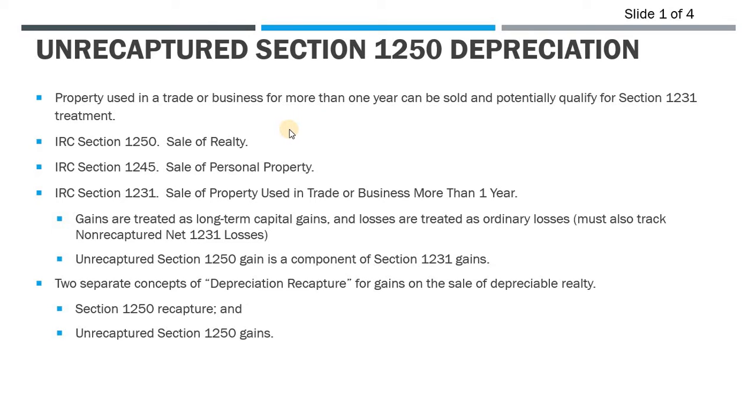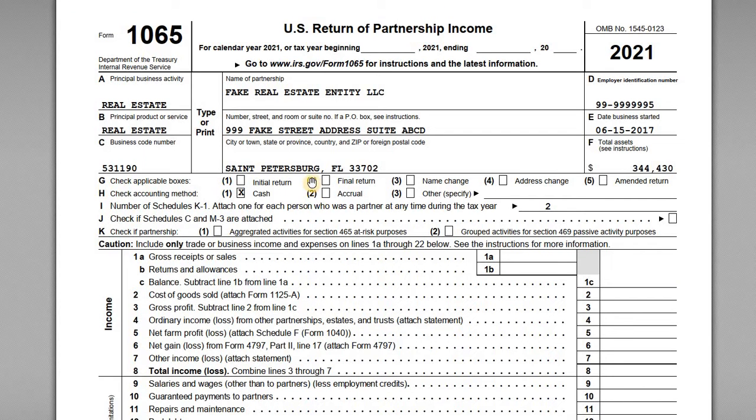But there is a lot of confusion about how to actually do that, and then what's the character of the gain? Is it ordinary? Is it long-term capital gain, short-term capital gain? What are the rules here? So I've got a few slides. We'll go over the rules and then a sample fact pattern. And then I've also got some sample returns here.